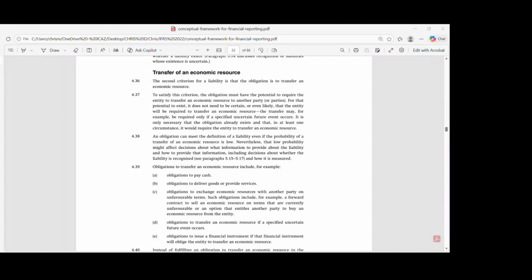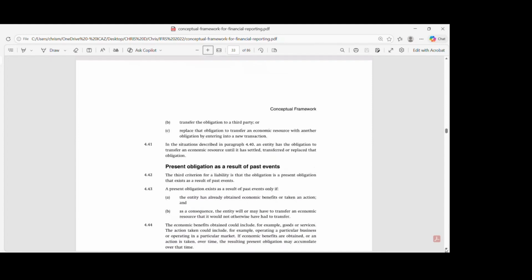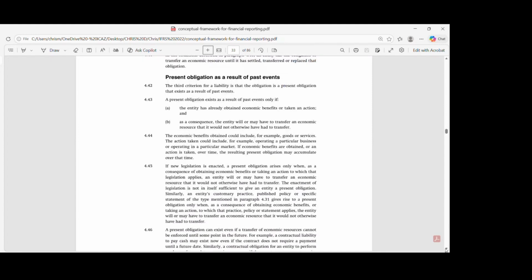Then if we go to 4.42 to 4.47, that's the last part, the present obligation. Don't forget, as a result of past events. So there is a present obligation as a result of a past event. The third criterion is that a liability arises from something already done, in simple terms.